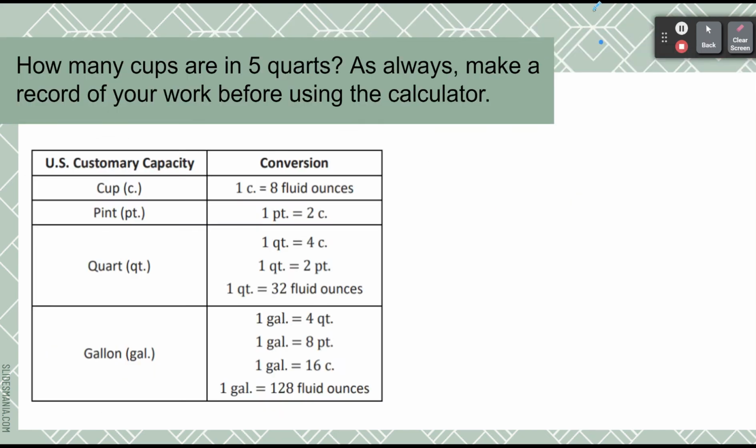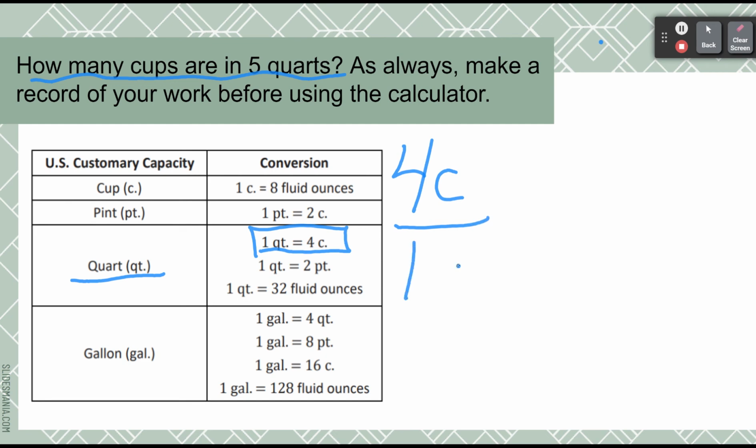Okay, moving on. So we are going to find how many cups are in 5 quarts. It says, as always, make a record of your work before using the calculator. And notice this time I did not put a ratio table for you. So we are going to transfer this using what we know about equivalent ratios. If I look at my table, I know that 1 quart is equal to 4 cups. So 4 cups to 1 quart is our ratio.